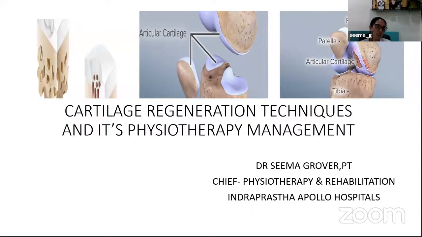At the outset, I would like to say that this is very new for we physiotherapists because, of course, we see a lot of patients which come to us with knee pain and we work towards it. But this cartilage regeneration, though it has been in orthopedics for maybe a few decades now, is still relatively very new. So today I'm going to talk about physiotherapy management of cartilage regeneration.